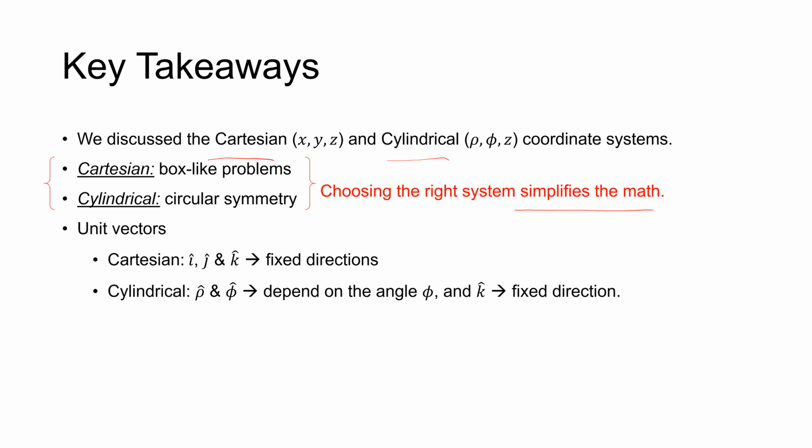Finally, with the unit vectors, we have fixed direction in case of the Cartesian coordinate system, just i, j, k, which is actually in the x, y, z direction. And in case of the cylindrical coordinate system, we have two vectors which depend on the angle phi, which are rho and phi, and we have one vector which is just a fixed direction, because it is k, which is just in the direction of z. In the next video, we will discuss the spherical coordinate system.